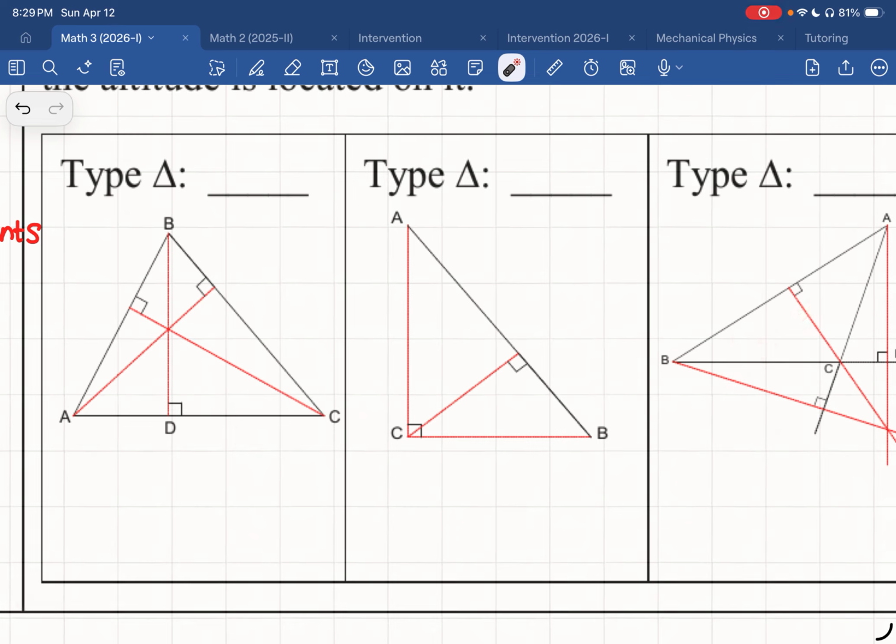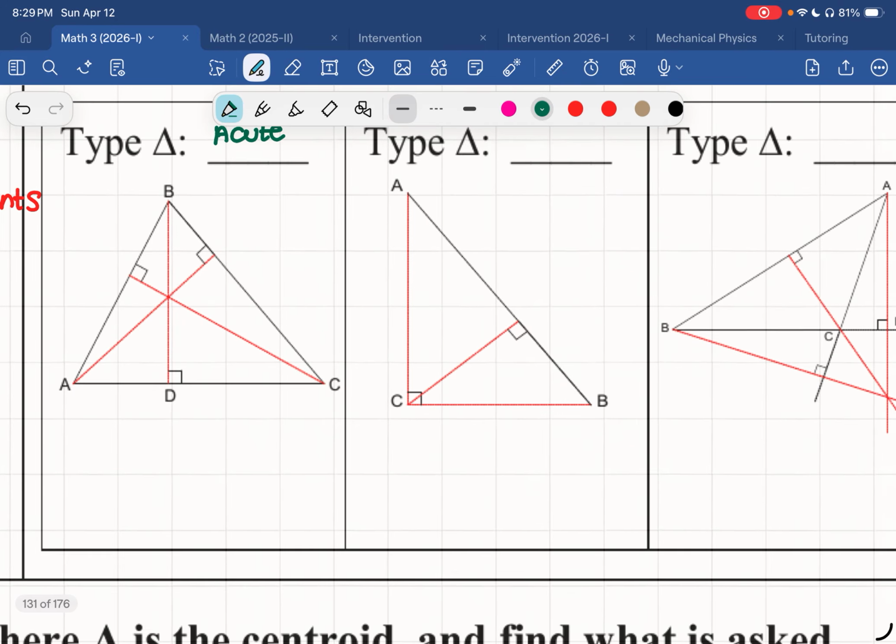So how does it work? For example, what kind of triangle is this one? This triangle is an acute triangle, right? How do I identify an acute triangle? Because all of the angles are less than 90 degrees.